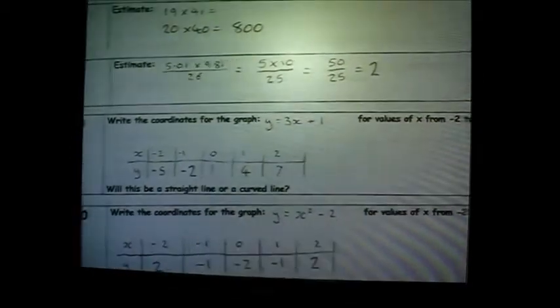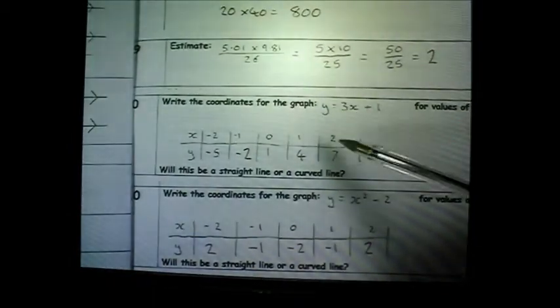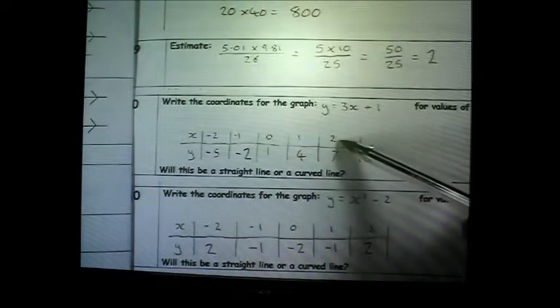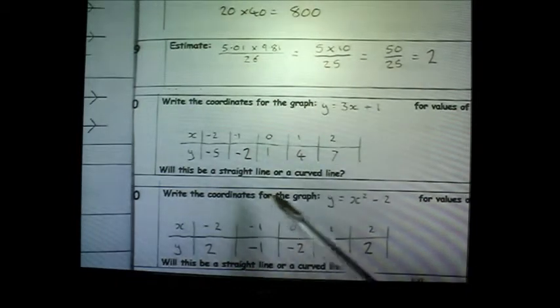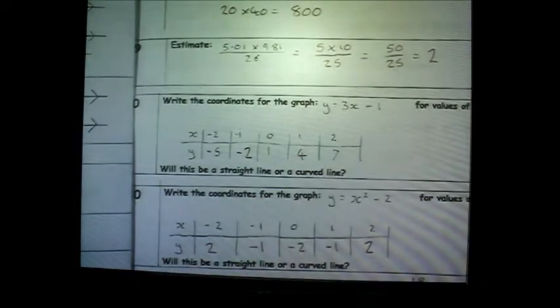Right, next one. Write the coordinates for the graph y equals 3x, add 1. So this is going to be a linear graph. So these are x values on the top, y values on the bottom. You're trying to find out the y values. So 3x, add 1. So 3 2s are 6, add 1, 7. 3 1s are 3, add 1, 4. 3 noughts are 0, add 1, 1. At this stage, you can notice it's going down in 3s. So you just take off 3 each time. There you go, done.